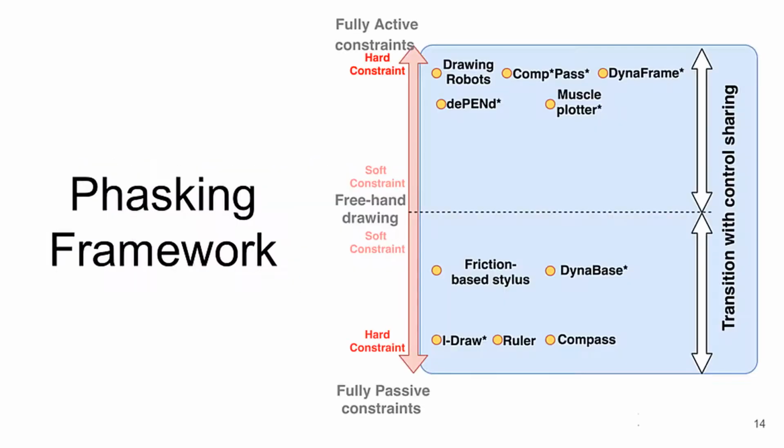We introduce the Phasking framework, which provides a fluid transition of control sharing from assisted to freehand drawing, making use of different types of constraint. In active constraint, a force field draws the user in a particular direction or rate, and requires an active force feedback device. It always entails active guidance.